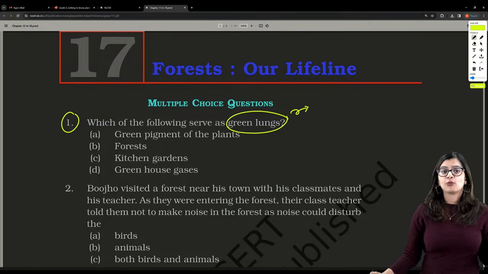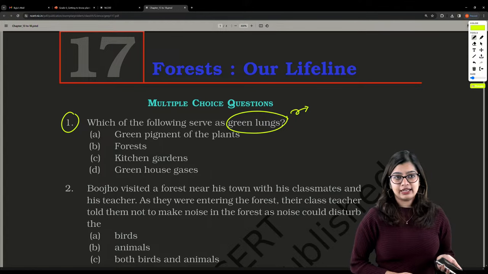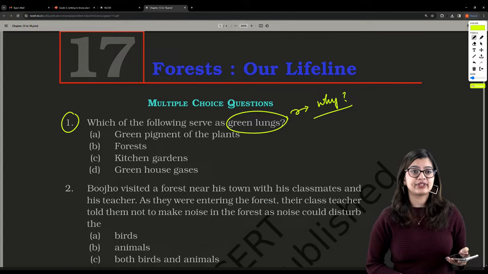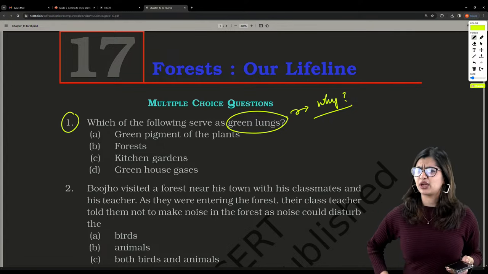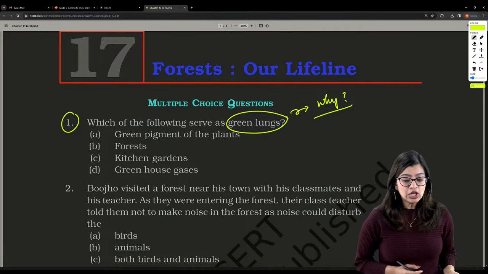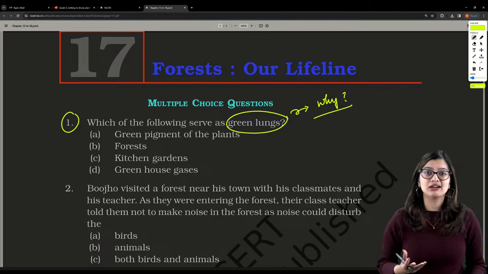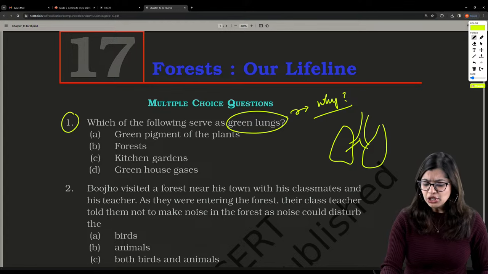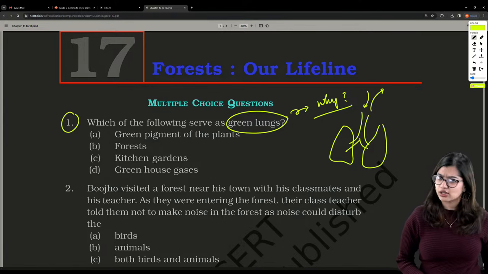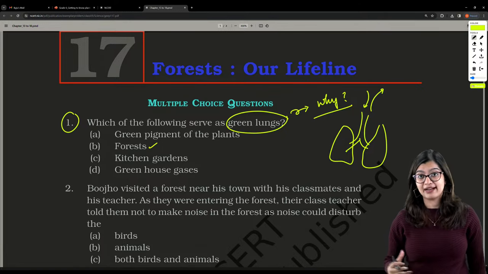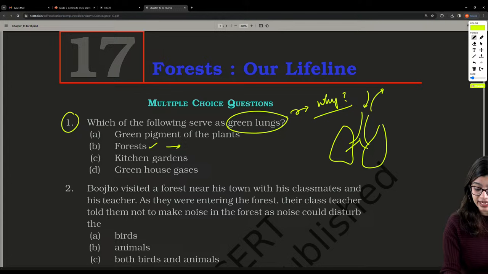This is very simple. Which is called the lungs of the world? Now, if you're giving me the answer as forest, you should also tell me why. Why are they called green lungs? We have about 40-50 questions from biology itself, but a total of minimum 100 questions today. So what do we mean by green lungs? What do our lungs do in our body? Lungs help us with breathing. We take up oxygen and give out carbon dioxide. In the case of forests, forests are large areas of land where we find trees, and one very important thing they do is photosynthesis.